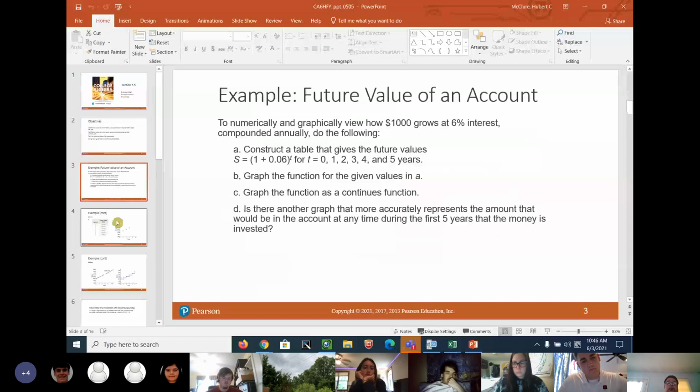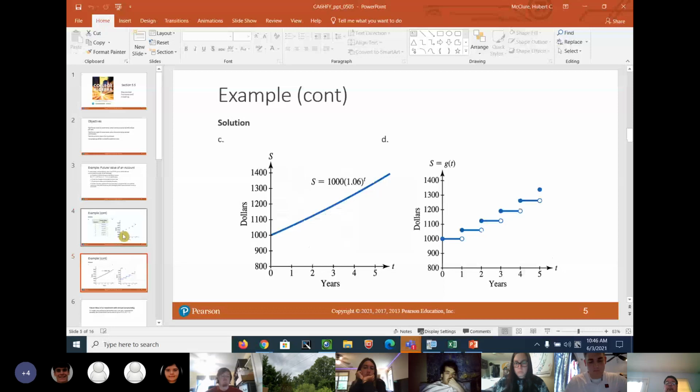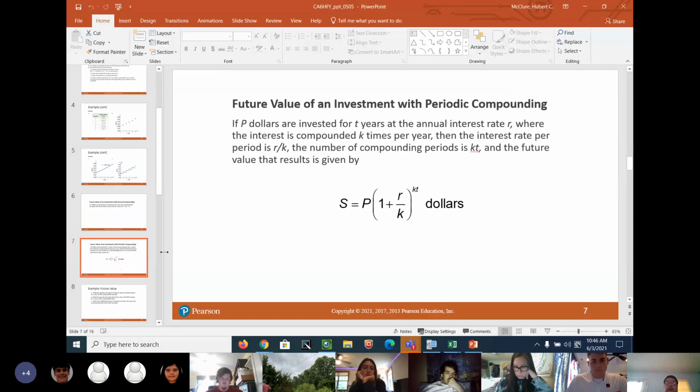Let's see. You do that on the graph, on the Excel. I'm not going to do a piecewise function. Yep. That's what they're going to be doing. That looks like a little bit of continuous interest. P times 1 plus R over N raised to the NT power.